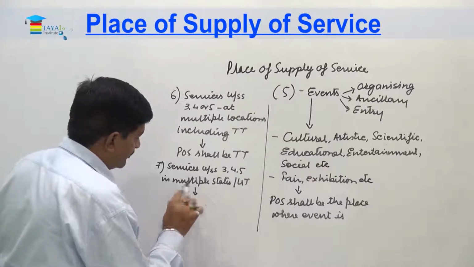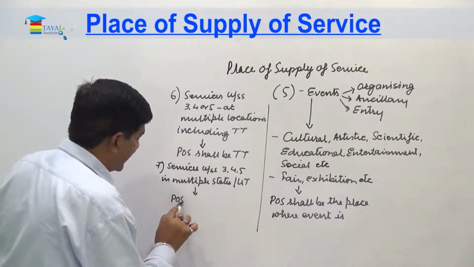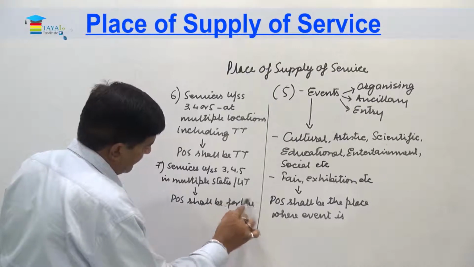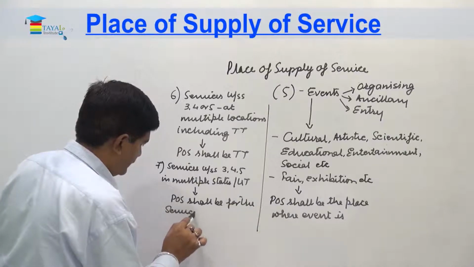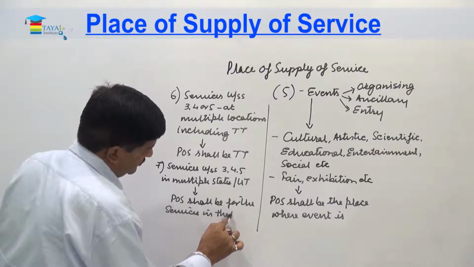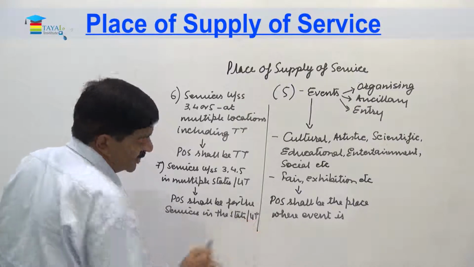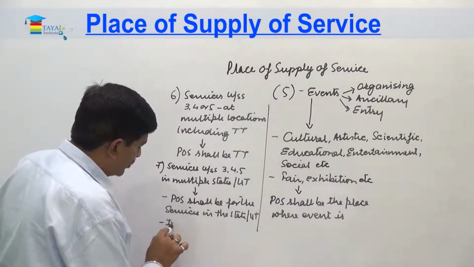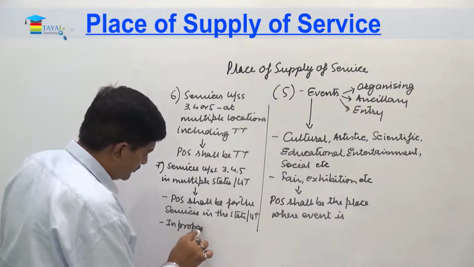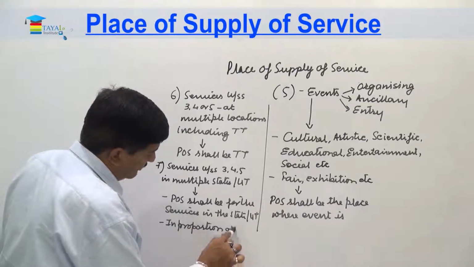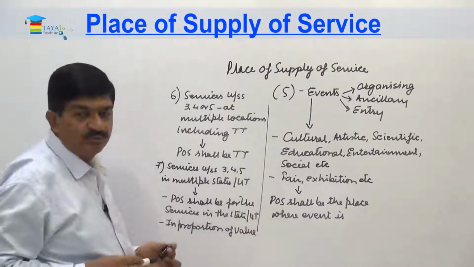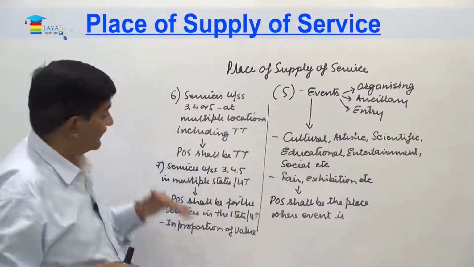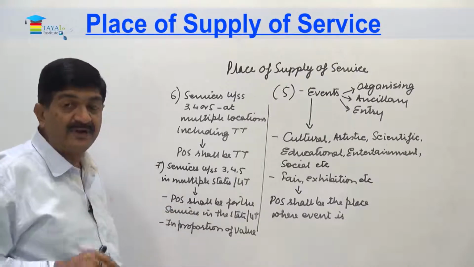So this says place of supply shall be for the services in the state or union territory, and this will be in proportion of value, in proportion of value, right? So this is the situation where it is taxable and non-taxable territory is covered. This subsection 7 is only taxable territory but multiple states.